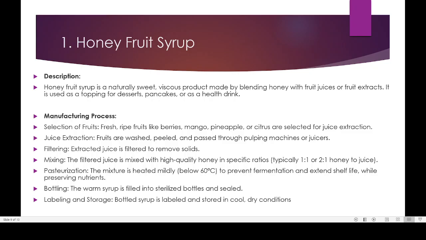Here we can see the different steps involved: what kind of fruits we have to select, like berries, mangoes, pineapple, etc. Then how we should extract the juice is also mentioned here. Then filtering the products. I think we may not need to study those aspects much. So these are some of the steps involved in preparing a honey fruit syrup.